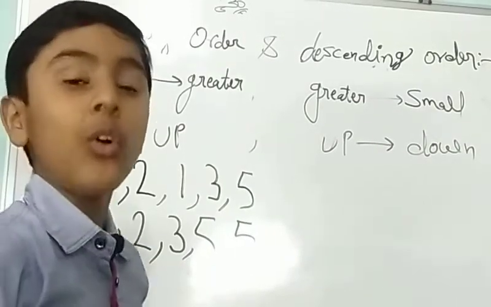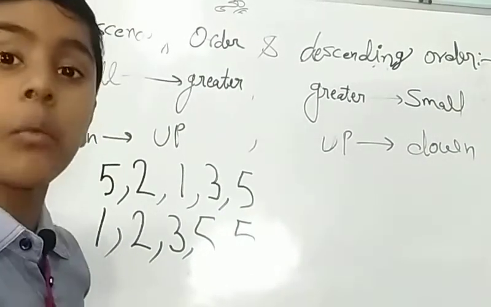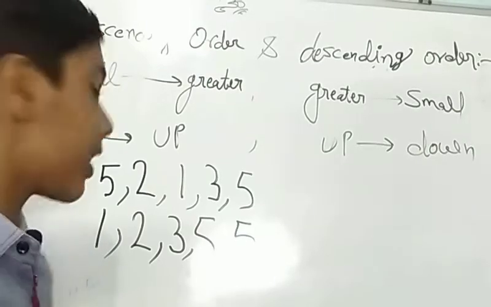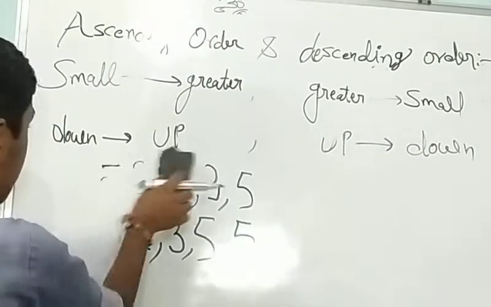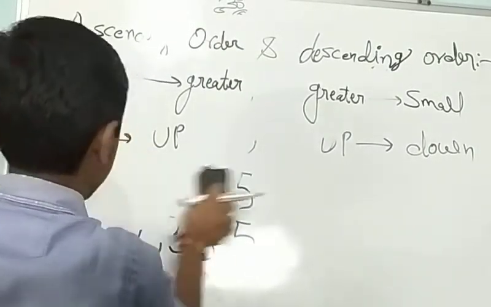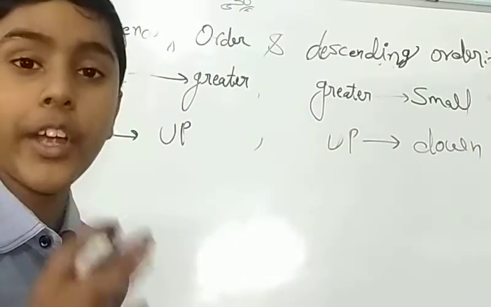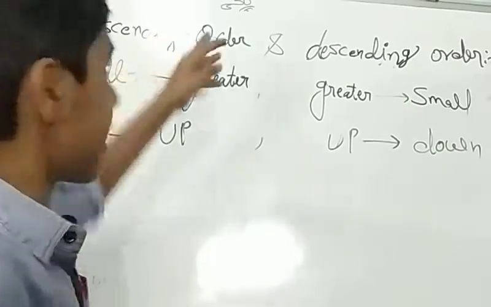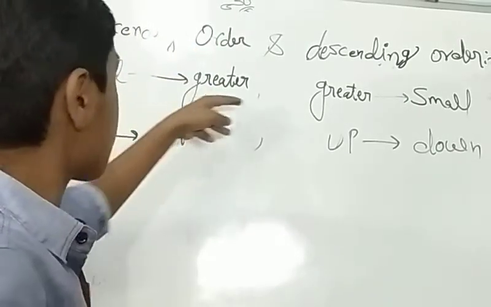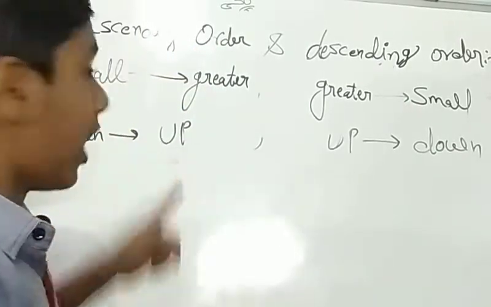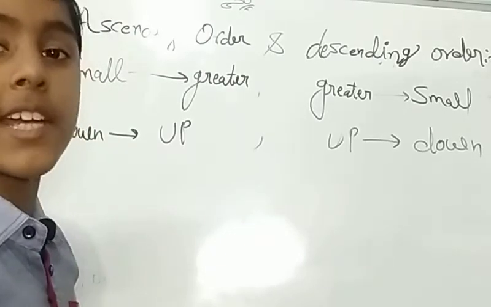Okay. Now the first question, then I am also doing ascending. Now see the next question. You know, ascending order is very simple. It has many names: ascending order, smallest to greatest, down to up. So I am taking ascending order.